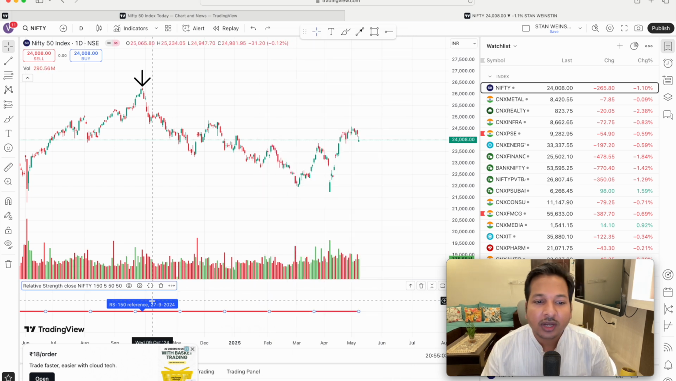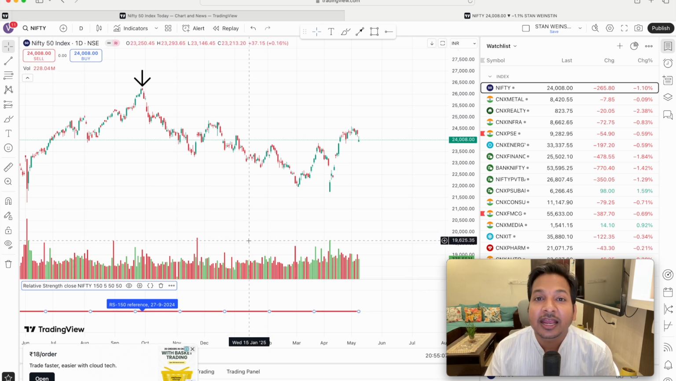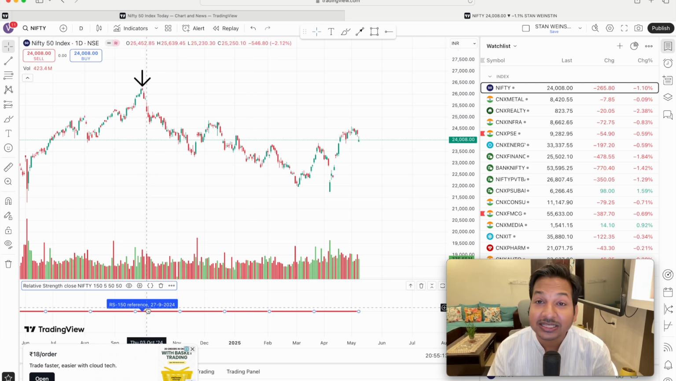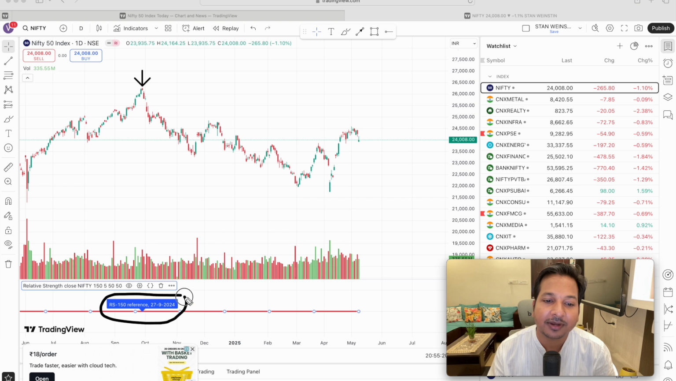So now our indicator is ready. Now it is comparing anything with Nifty for the last 150 working days, meaning from 27 September. You can see in this indicator the reference date here. The reference date is 27th September. Now the flat line is because you are comparing Nifty with the Nifty.